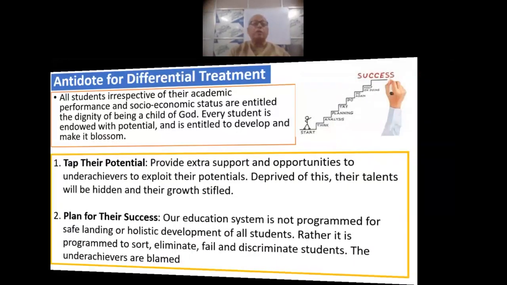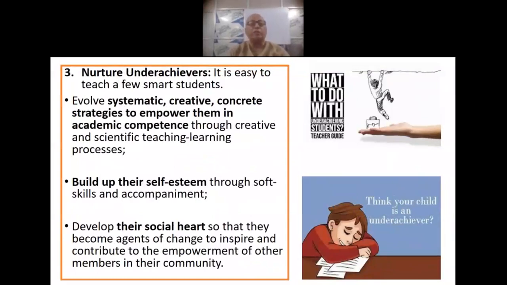The third thing, teachers, is nurture underachievers. A growing plant needs extra attention. So have systematic, creative, concrete strategies to empower their academic competence. We must help with a small test, a small quiz, a tip here on how to solve a problem, how to answer, how to write, say, comprehension passages, how to select the right answer. So nurture their achievement. So one area is plan your academic strategies well.